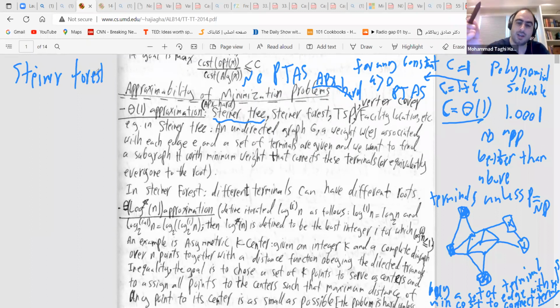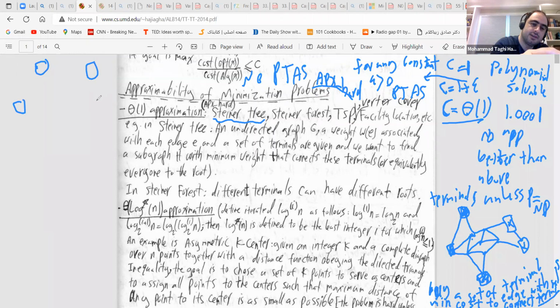For this Steiner tree, there is a lot of work on approximation. There is a simple algorithm that gets essentially a 2 approximation for a Steiner tree. So what is this? Essentially it is like that. These are the set of terminals. Just find the shortest path between any two terminals and connect them. So these are all the shortest paths.